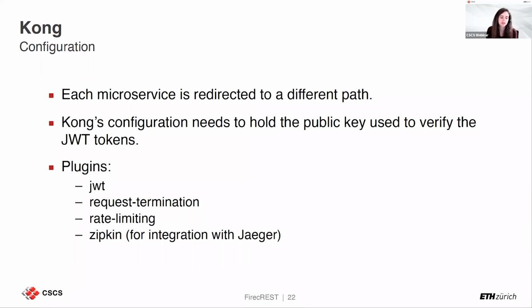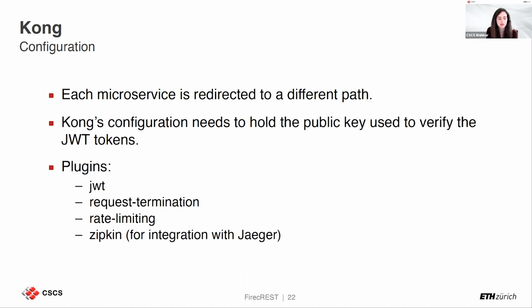First, we need to redirect its request to the right microservice, and these microservices can be in different paths in the same machine, or with different ports or different IPs. The Kong configuration will be checking the JWT tokens, the OIDC tokens that I mentioned. So it will need to hold the public key of the OIDC server in order to verify them.